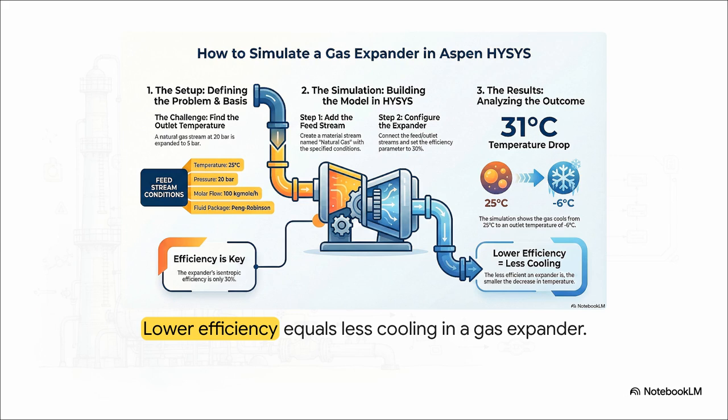Okay, now let's see what happens when we run that process in reverse using a gas expander. Here we're dropping the pressure from 20 bar down to 5 bar. Normally, expanding a gas cools it down, but again, efficiency is the name of the game here. Because our expander only has a 30% isentropic efficiency, that inefficiency actually fights against the cooling effect. We only achieve this really disappointing drop from 25 degrees down to negative 6 degrees Celsius. So, lower efficiency equals less cooling. It's just a fundamental thermodynamic truth laid bare by the simulation.